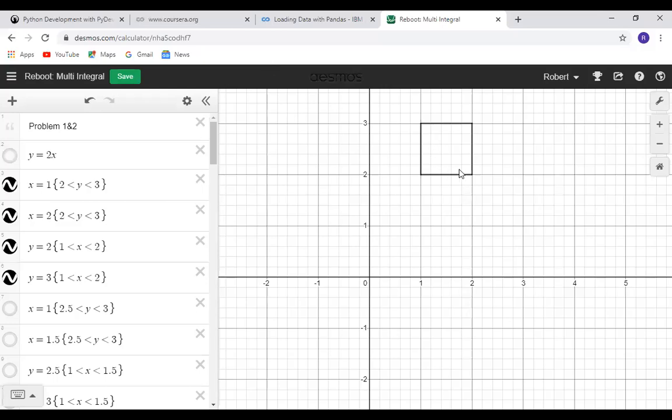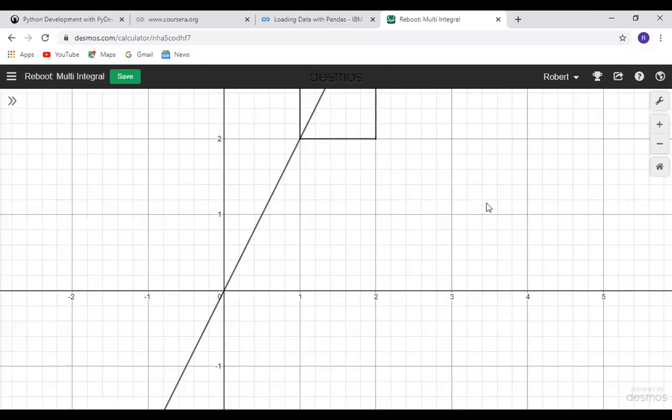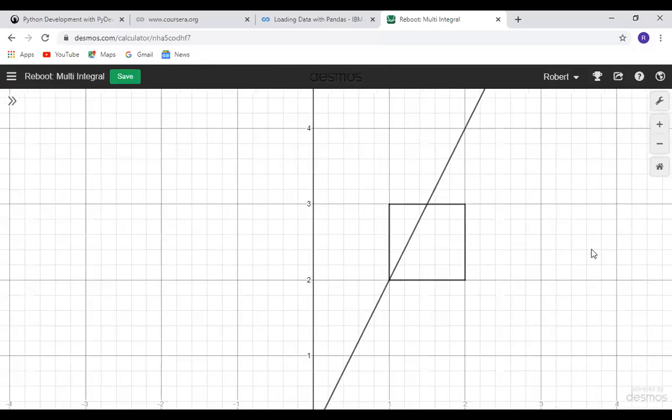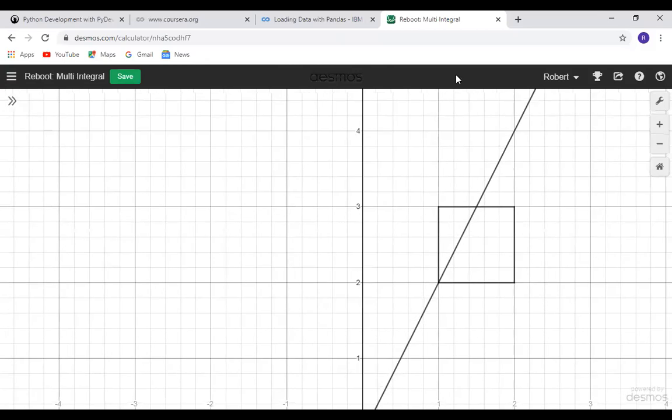So this is the rectangle that we just integrated over. Actually, I guess it's a square, which is also a rectangle. This is the line y equals 2x. And the portion that we are interested in is just this portion right here. We want to know what is the mass or the weight of this portion right here.